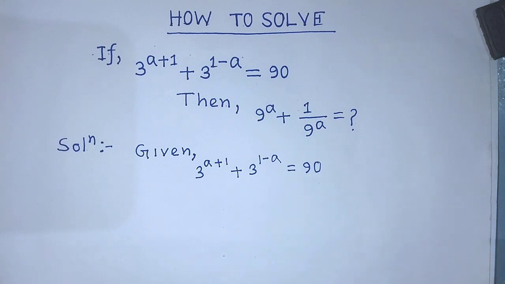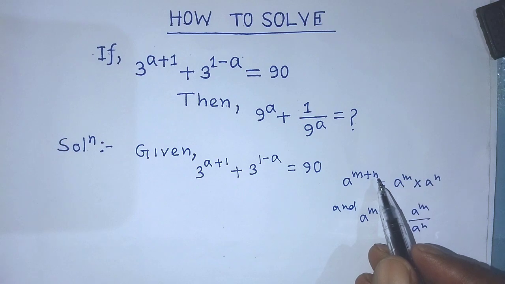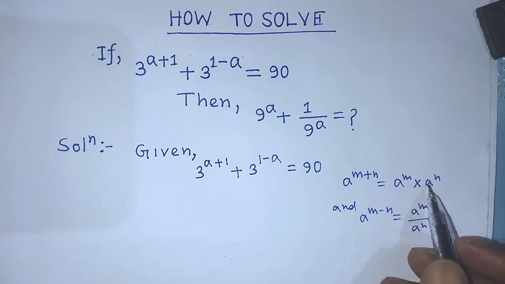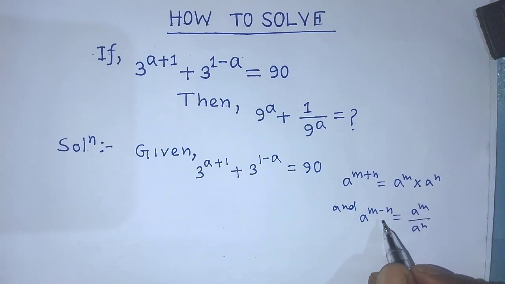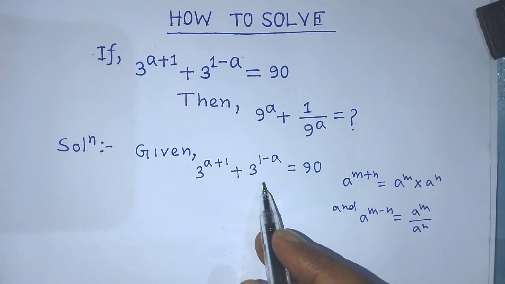First of all, we have to apply the formula a to the power m plus n is equal to a to the power m into a to the power n, and a to the power m minus n is equal to a to the power m over a to the power n on the left hand side of this equation.